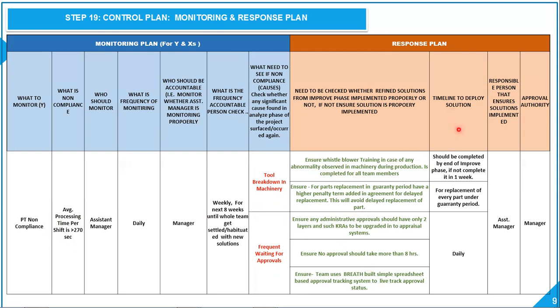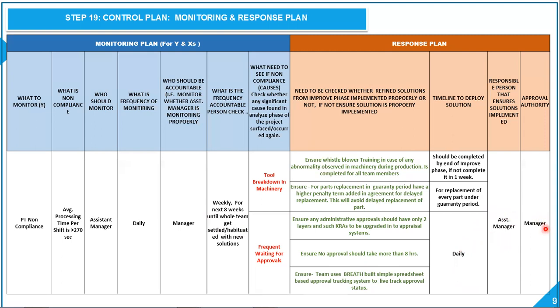If solutions are one-time deployable, you need to check whether they are deployed properly or not. But if it is daily, you need to ensure whether the given solutions are implemented by the team on a daily basis or not. You need to sit with the supervisor and ensure that the supervisor is implementing solutions, or is demanding that the ground level team implement the solutions on a daily basis. So that's the responsibility of the assistant manager.